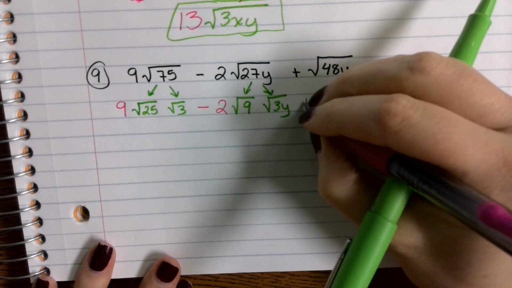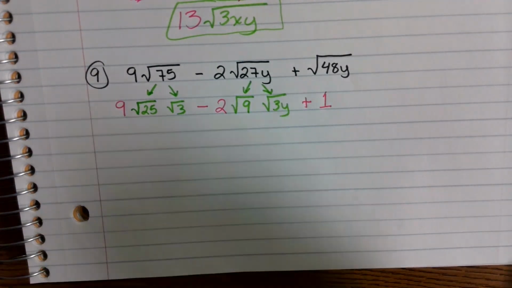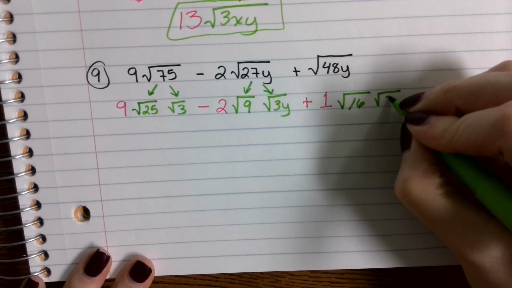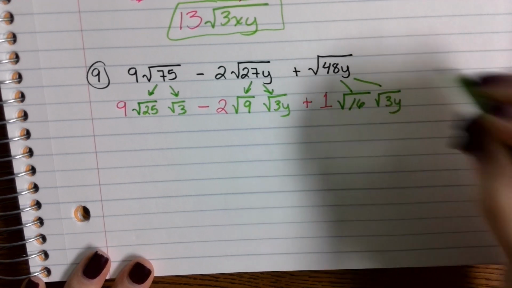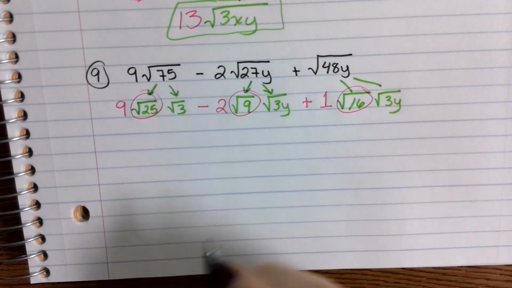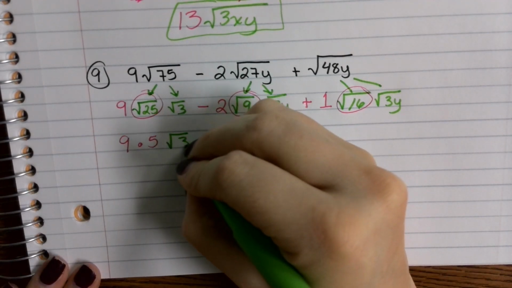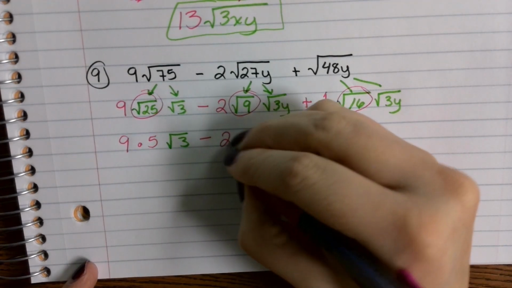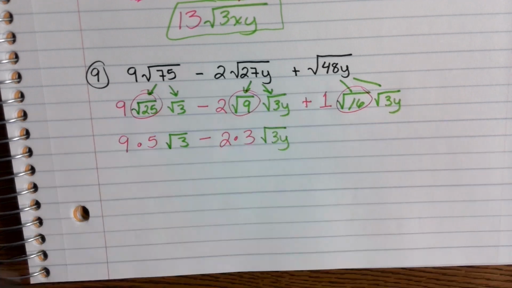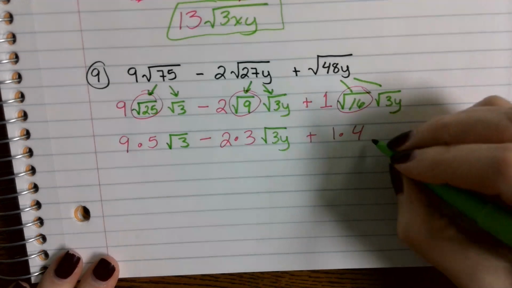Then you've got a plus. There's not a coefficient written, but I'm going to go ahead and write a 1 just in case. And then the 48 can be broken up into the square root of 16 and the square root of 3y. Okay, our perfect squares are 25, 9, and 16. That leaves us with 9 times 5 square root of 3 minus 2 times 3 square root of 3y plus a 1 times a 4 square root of 3y.